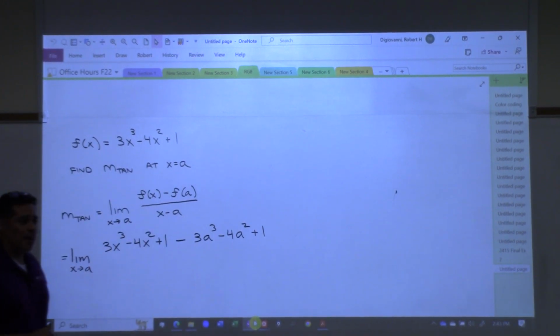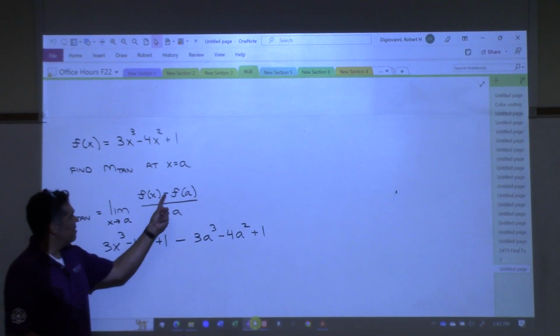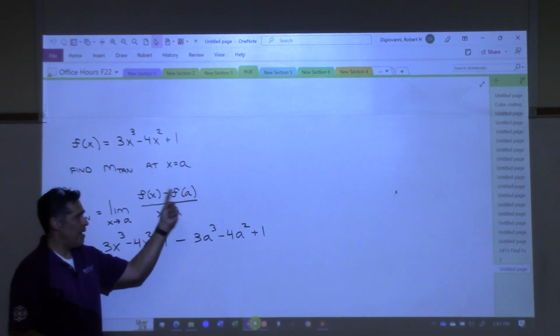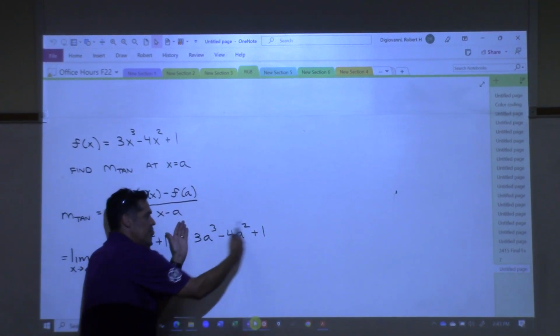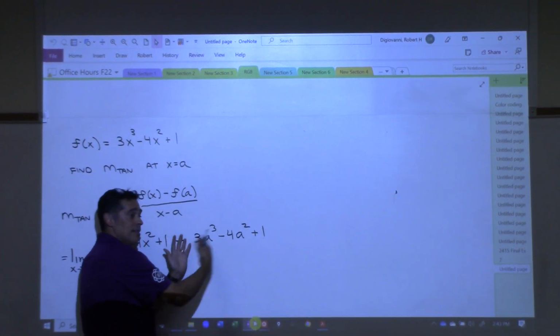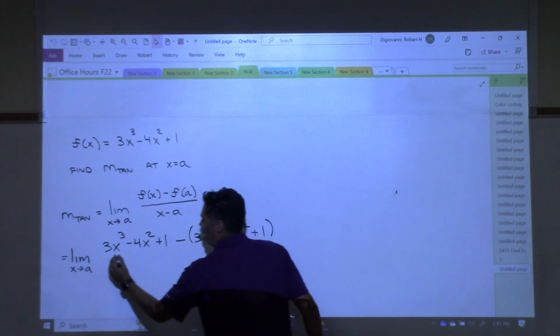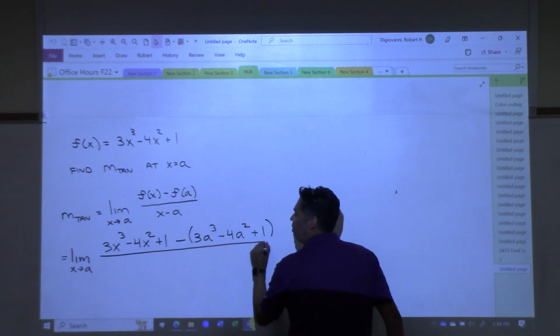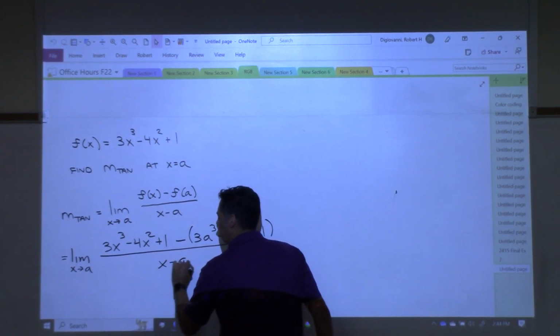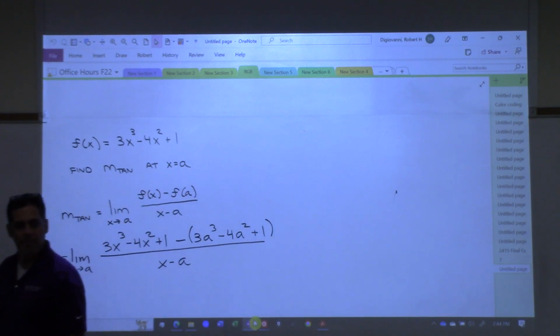Exactly. I have to have parentheses around this. Why? Well, because I'm subtracting everything here. Whatever the function is at a, that's the function at a. I'm subtracting the whole thing, so you have to have parentheses. And then all of this is over x minus a. Good.